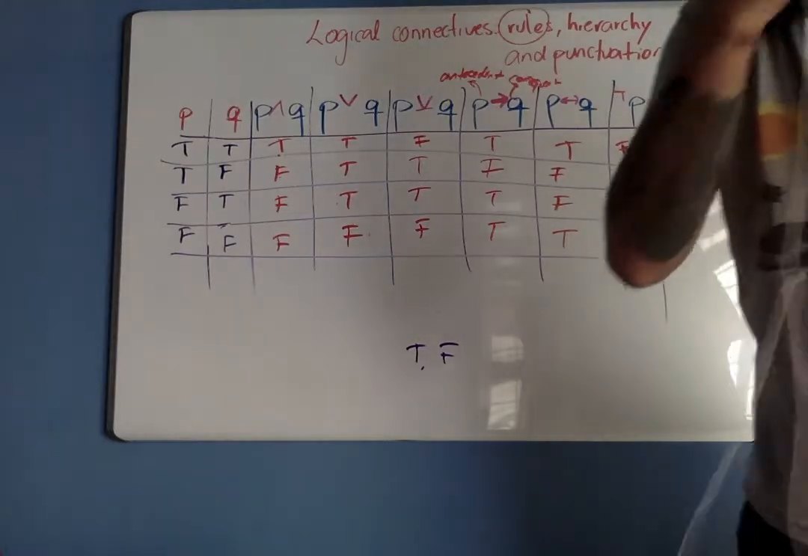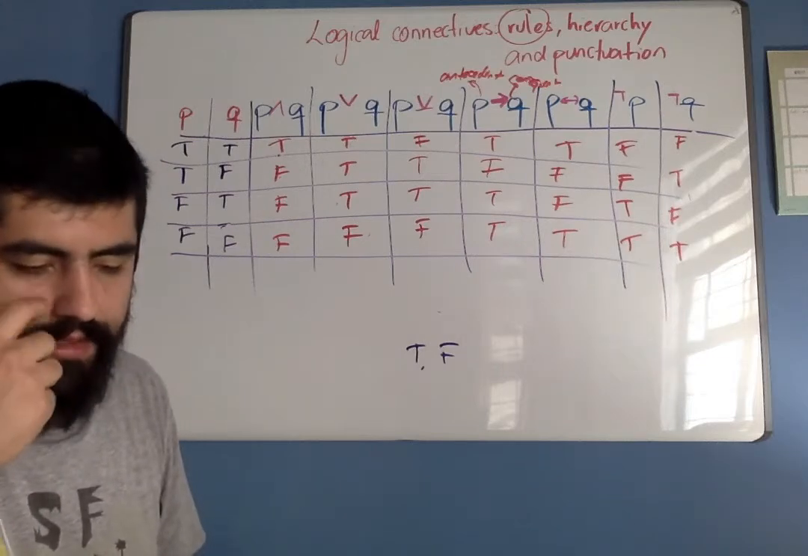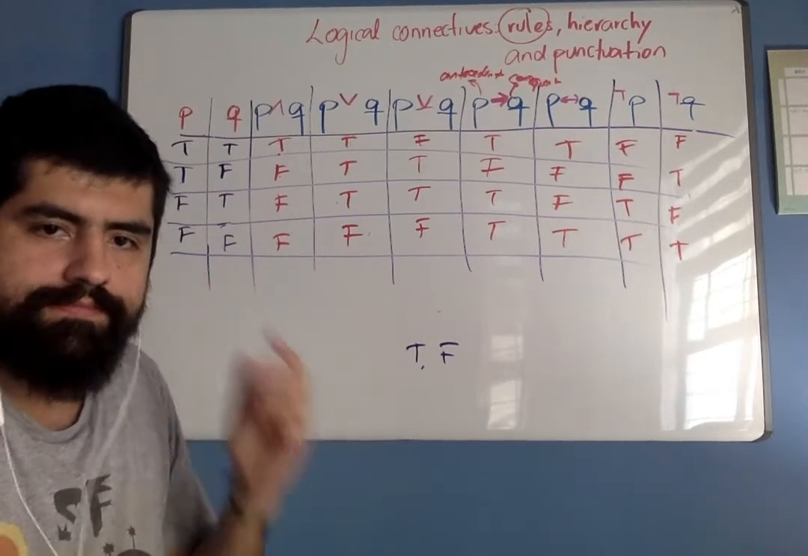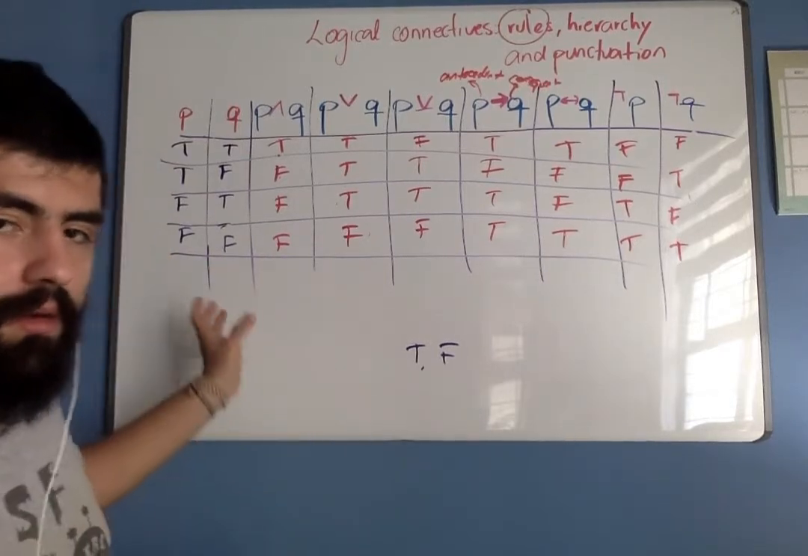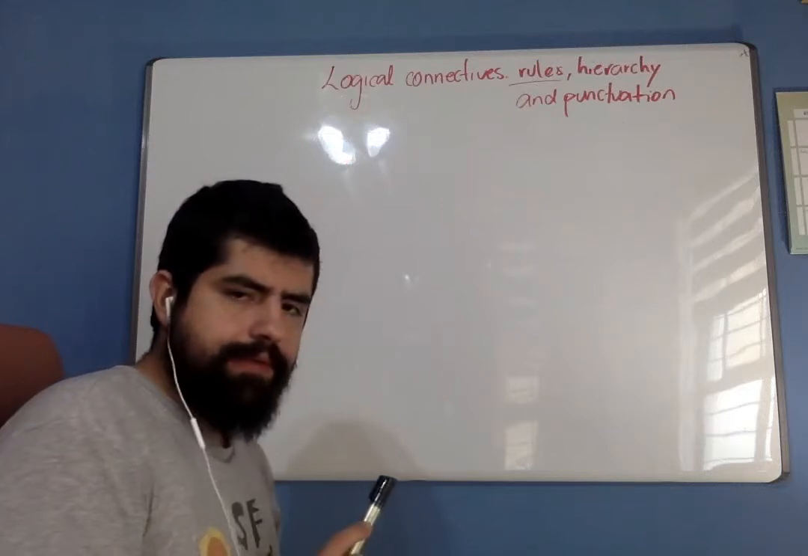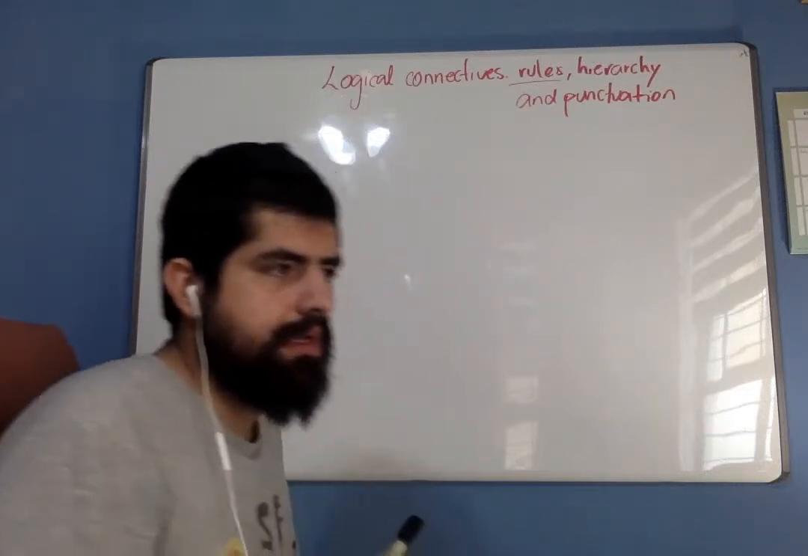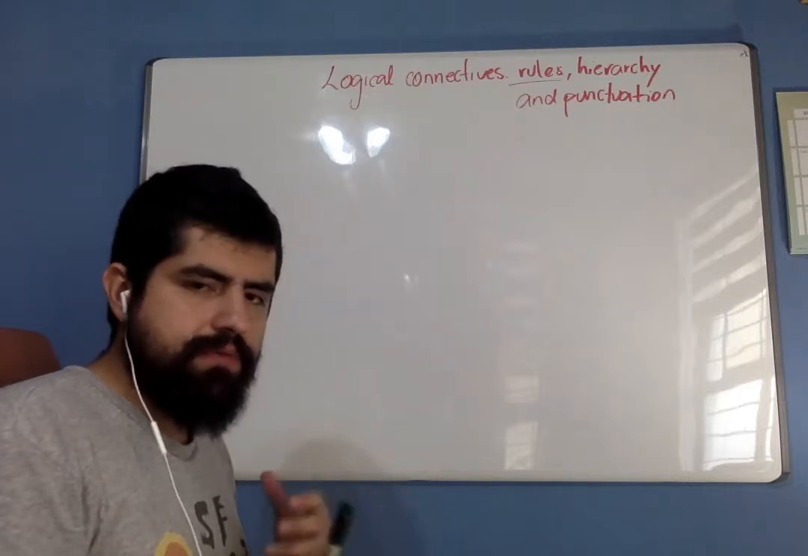So the negation is actually the easiest one, because it's only inverting the values already given or supposed of P and Q. Okay? I'm going to solve a few exercises or a few expressions, because you are going to have similar expressions in your homework, okay?